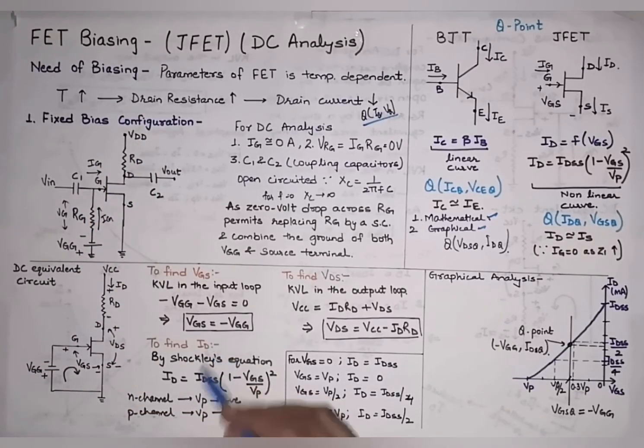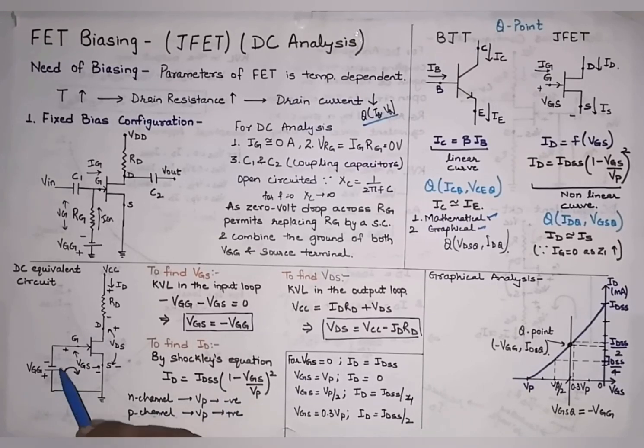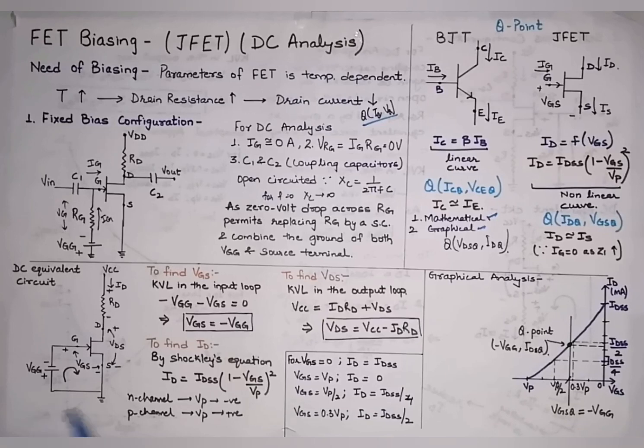Second is to find the value of ID. By using the Shockley equation, we can say ID is equal to IDSS into (1 minus VGS by VP) whole square. The values of IDSS and VP are available to us and will be available at the time of the numericals. By simply substituting the value of VGS as minus VGG, we can get the value of ID from here.